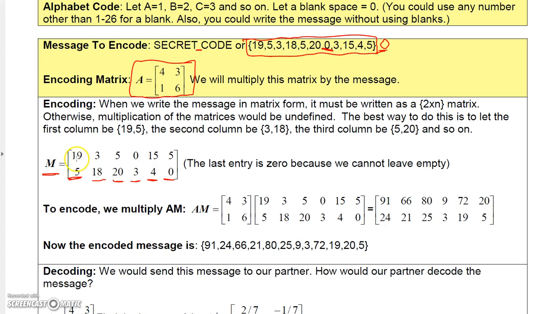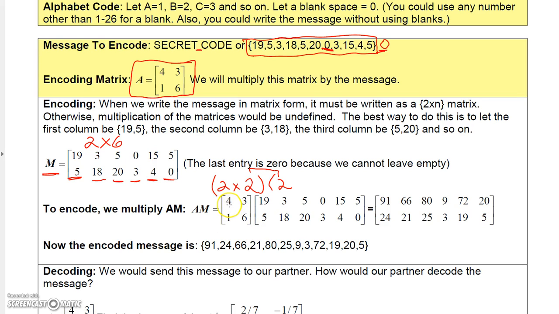Now again, the reason I need it in this form is that this is now a 2x6 matrix, and in order to encode it, I've got to multiply this matrix by my encoding matrix. Notice that the encoding matrix here is a 2x2. I can only multiply a 2x2 matrix by a matrix that has 2 rows, because these inside numbers must match. That's why I had to have this message matrix be a 2-row matrix.